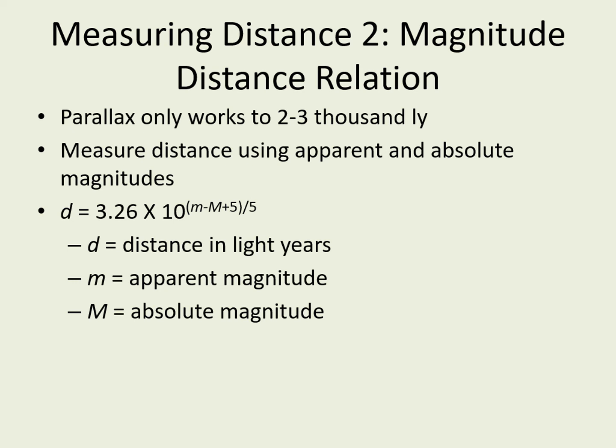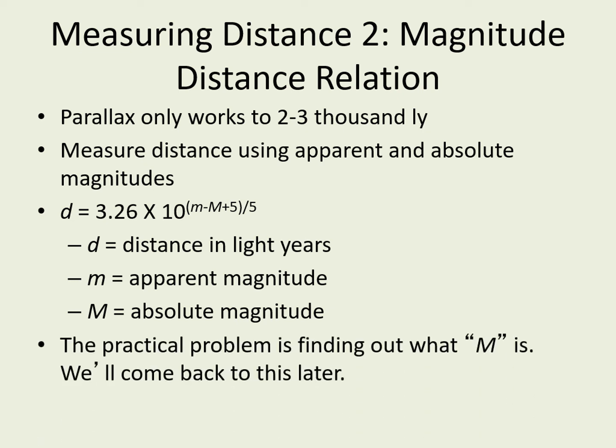In practice, apparent magnitudes are easy to get. That's just how bright a star looks from Earth. However, absolute magnitudes can't be measured directly. They have to be inferred from other things we know about a star's properties. Fortunately, astronomers long ago realized that stars have some predictable relationships between absolute magnitudes and things we can measure, like color and spectra. We'll look more closely at those relationships later in this presentation.